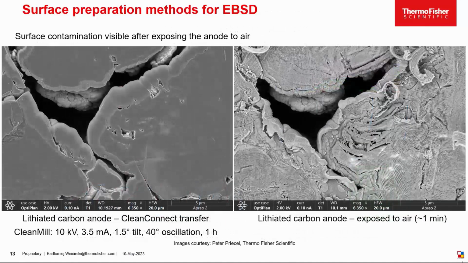Another important aspect of surface preparation methods for EBSD is surface contamination for air-sensitive samples. This example shows a lithiated carbon anode prepared with broad ion beam and on purpose exposed to air. The surface oxidizes rapidly and a thick layer is formed, preventing any analytical probing of this cross-section. This problem can be efficiently prevented with a dedicated inert gas sample preparation and transfer system.